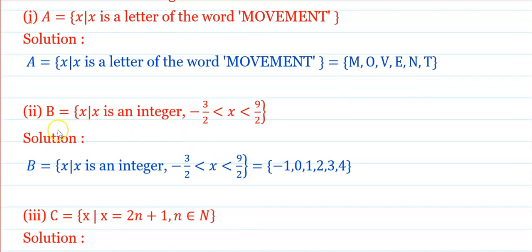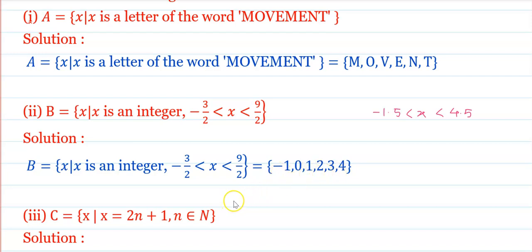Next example, B is equal to, x such that x is an integer between minus 3 by 2 and 9 by 2. x is an integer, that is, it is in between minus 1.5 and 4.5. Means, what are the integers between minus 1.5 and 4.5? They are minus 1, 0, 1, 2, 3, 4. Okay. Integers are not fractions. They are minus 1, 0, 1, 2, 3, 4.